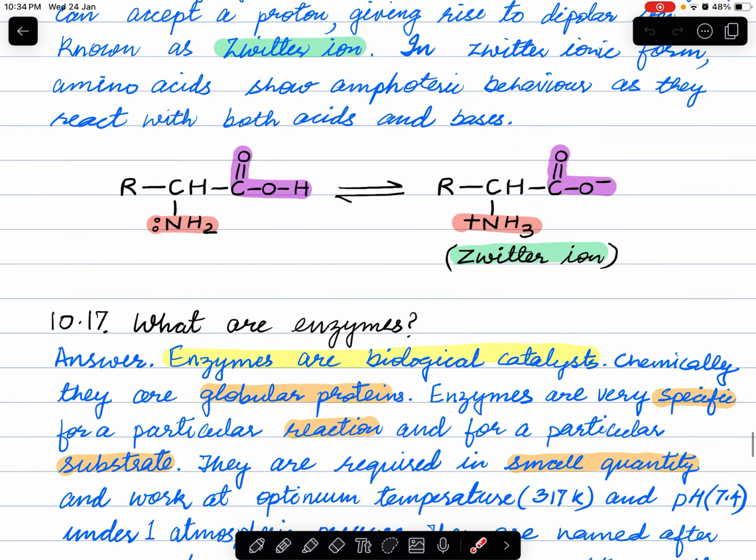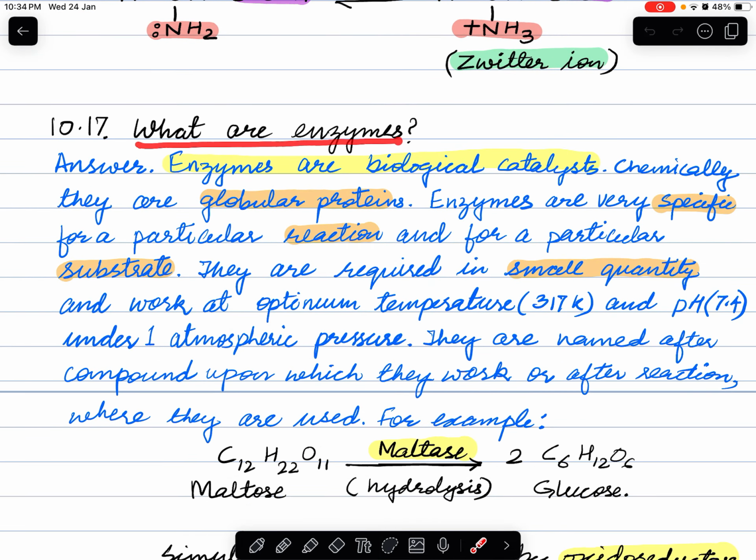Second question: what are enzymes? As we know, we can speed up any chemical reaction with the help of a catalyst. In the same manner, in a living system, we can speed up any reaction with the help of enzymes. So enzymes are called biological catalysts, as they speed up any biological or biochemical reaction in a living system. But chemically, if we see their structure, they are basically globular proteins, and these proteins in the form of enzymes are very specific for a particular reaction.